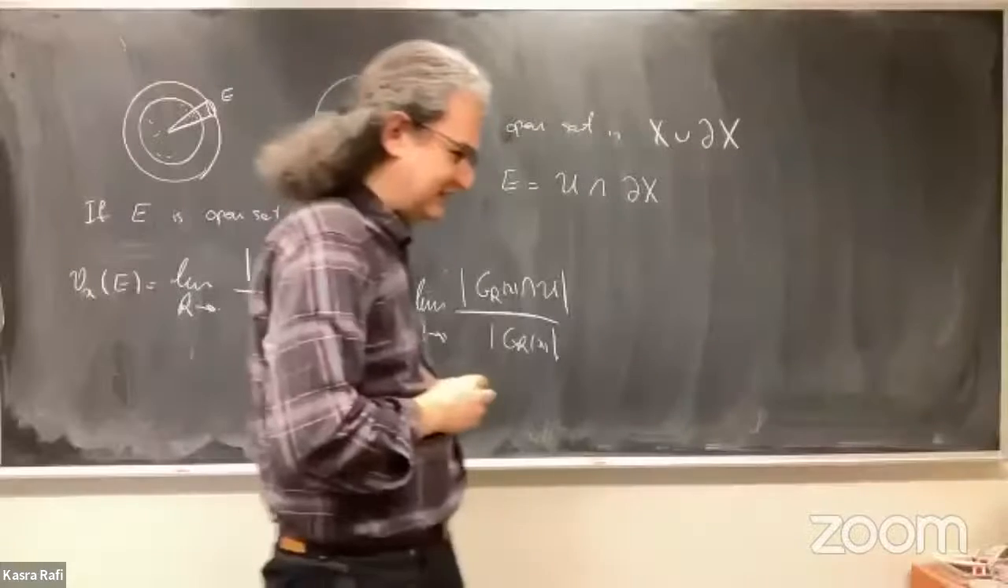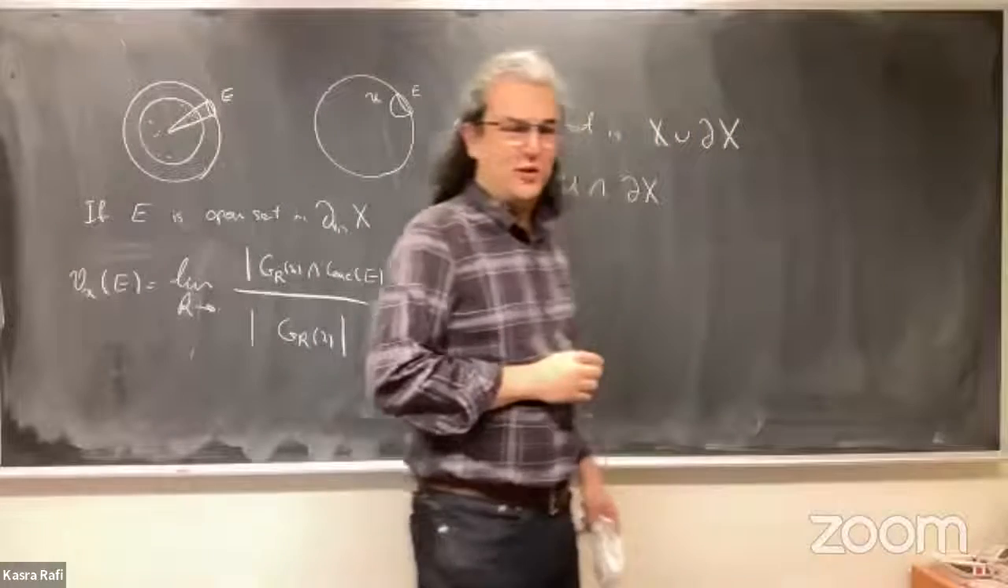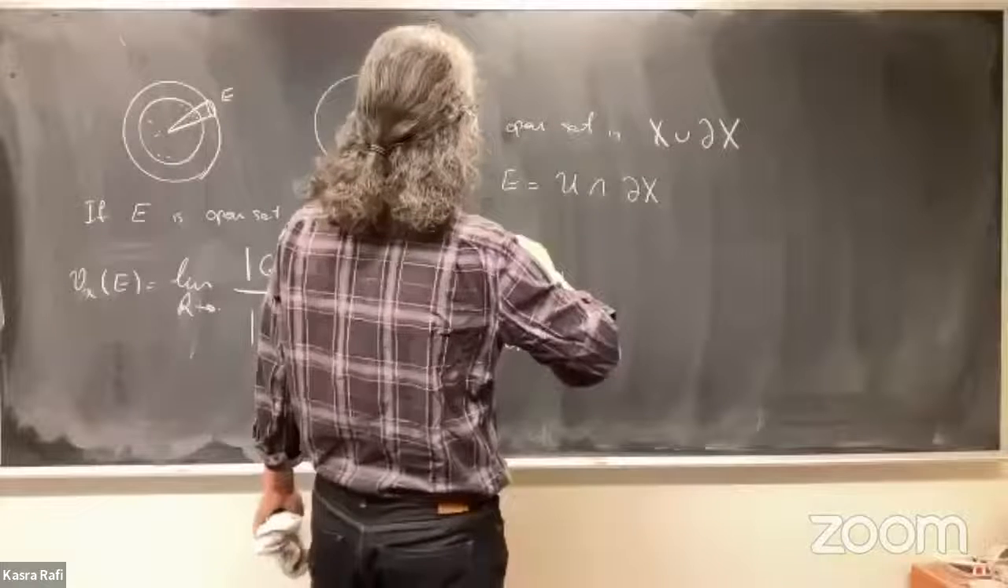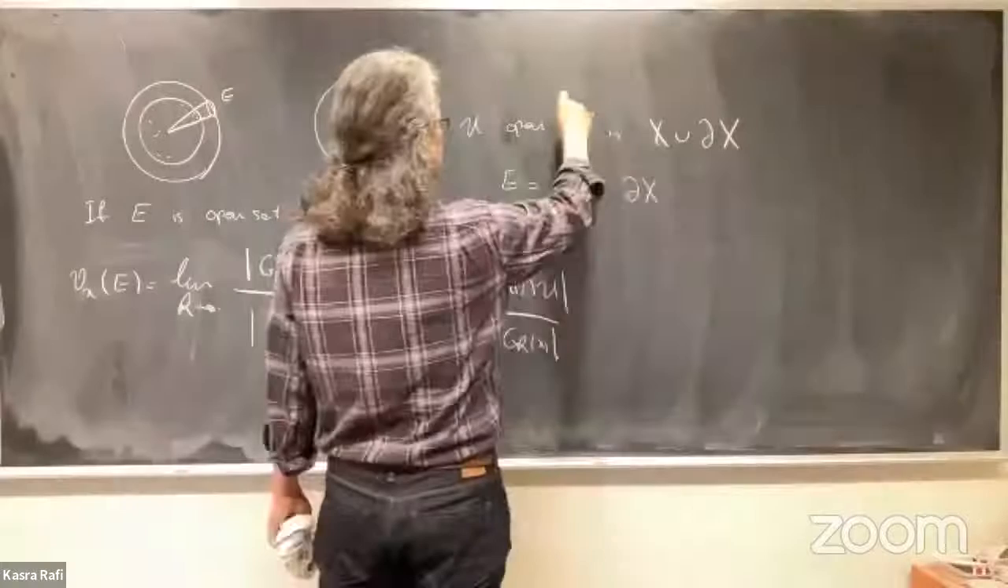But what's U? I mean, it can't be just any open set that intersects E in the boundary. I think it can. I mean, what if you take the whole interior? Well, an open set, something like that. An open neighborhood of E, I mean. Yeah, open neighborhood. Okay. Yeah, you're right. And E is a subset.